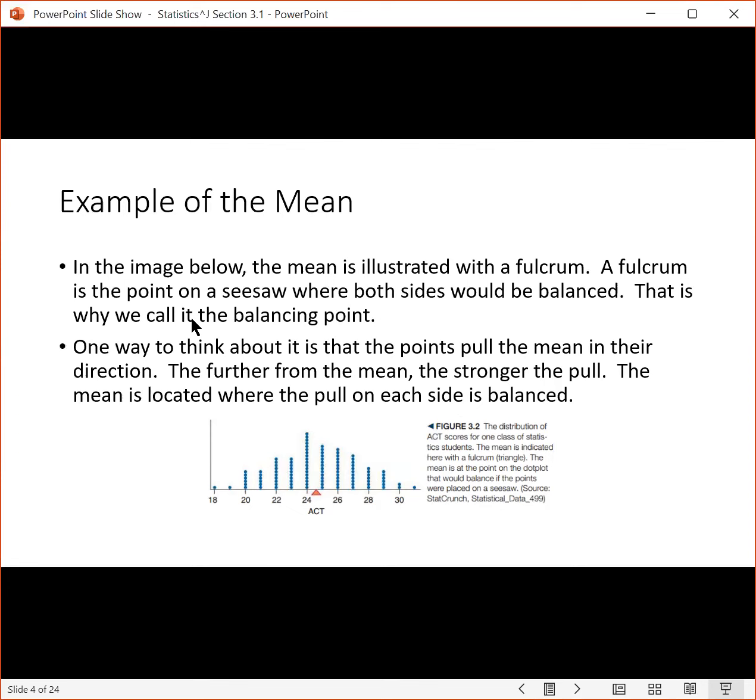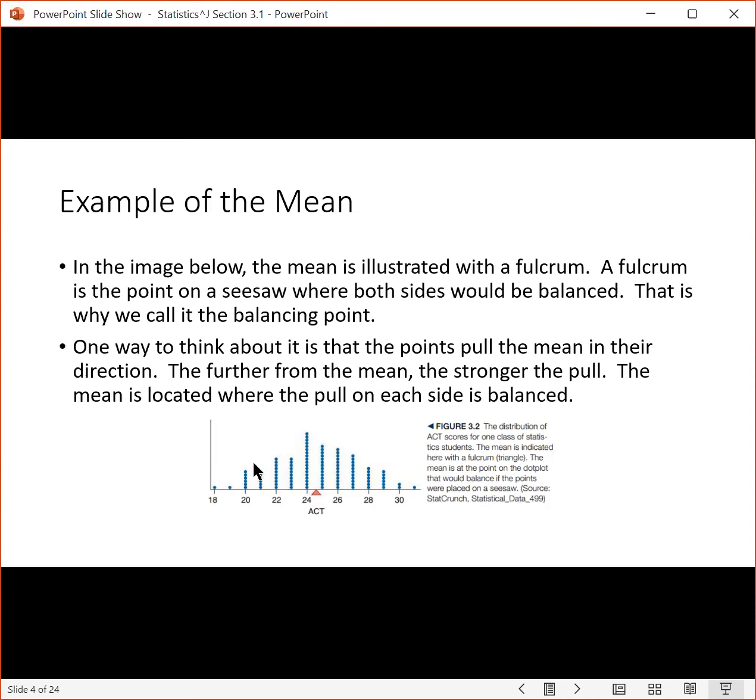One way to think about that is that the points pull the mean in their direction. The further from the mean, the stronger the pull. The mean is located where the pull on each side is balanced. That's how I think about it, kind of like a tug of war. Points on the left are pulling to the left, points on the right are pulling to the right, and you're trying to find the place where the tug of war would be balanced.